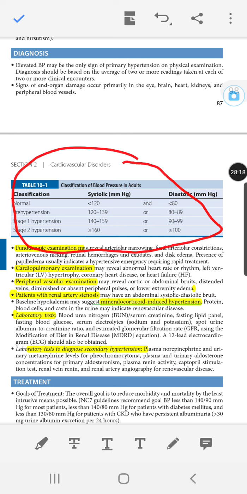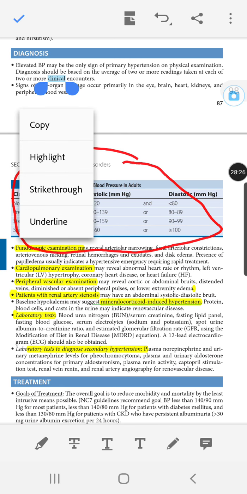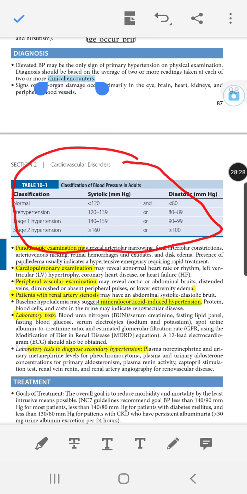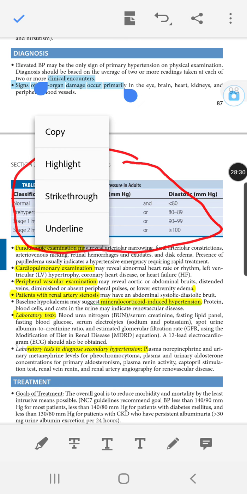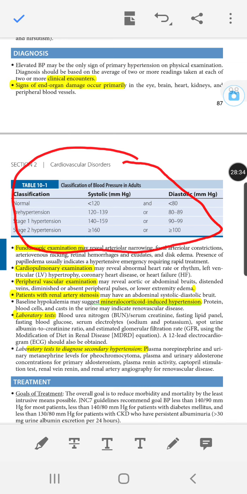So diagnosis should be based on the average of 2 or more readings taken at each of 2 or more clinical encounters. So whenever the clinical data are obtained, you have to take 2 or more readings and then take an average, which is the right one.